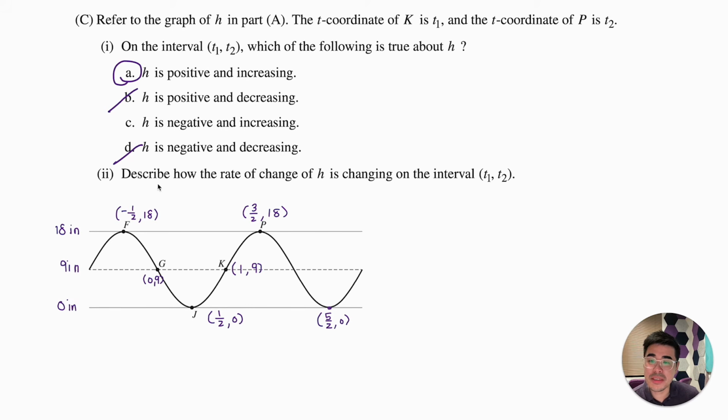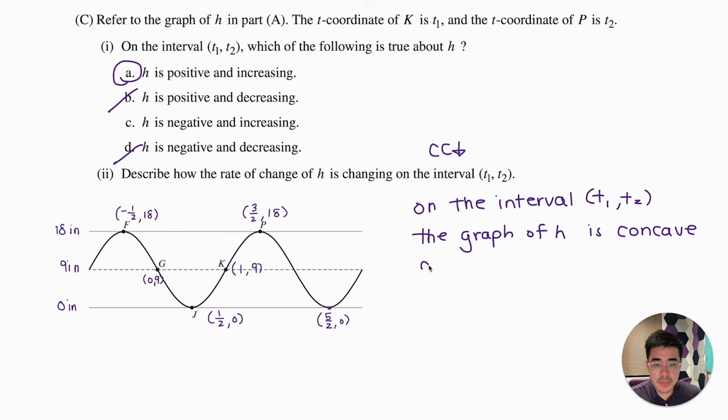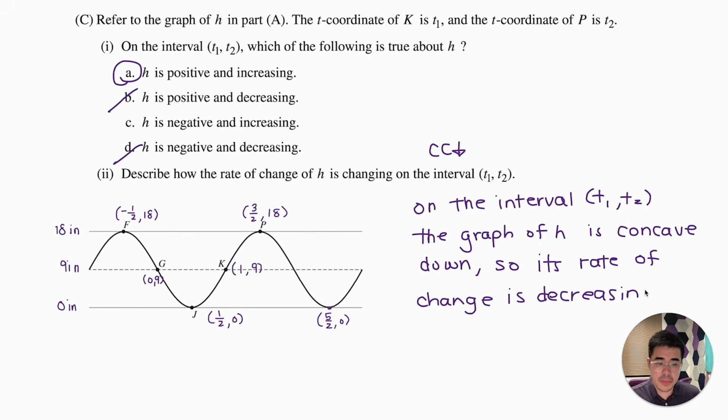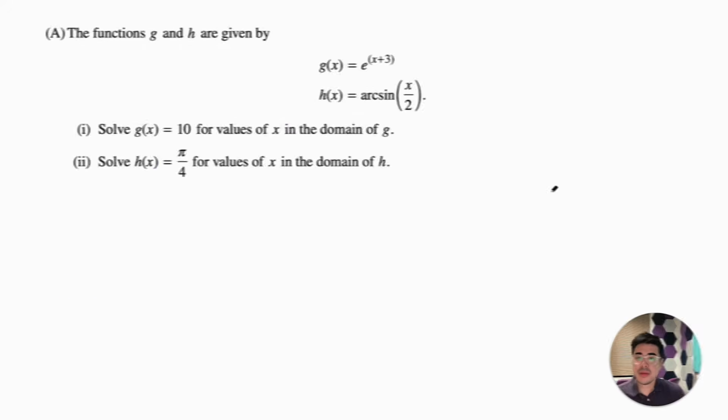And then part 2 says describe how the rate of change is changing on the interval. Note that rate of change changing is another way of describing concavity, and between K and P, the shape of the graph is concave down. So then let's write this in a complete sentence. For this question, all you got to understand is concave up represents an increasing rate and concave down represents a decreasing rate.